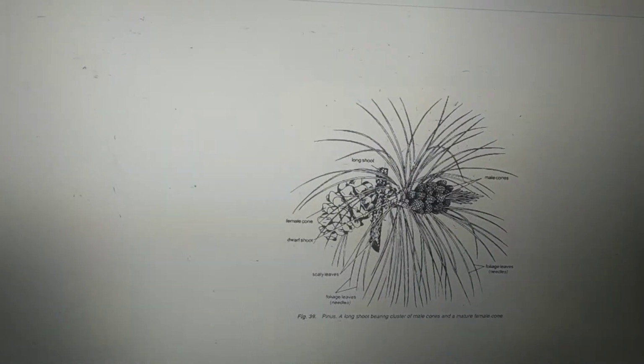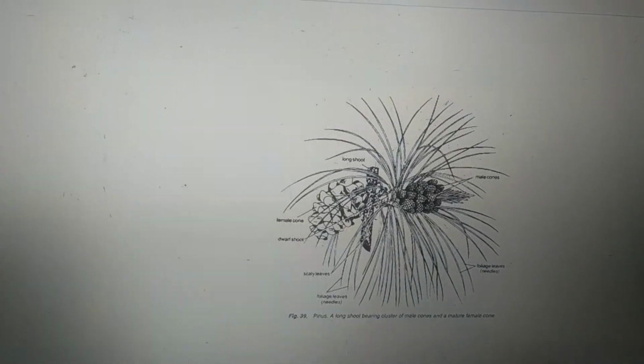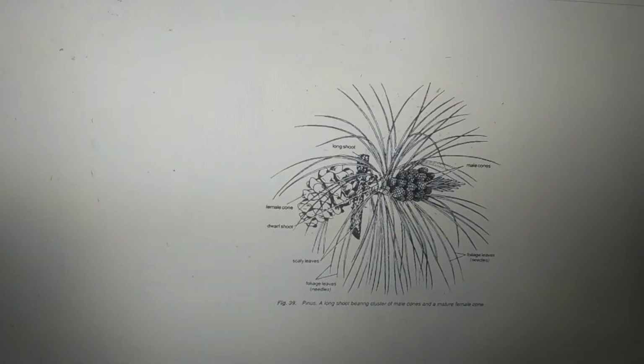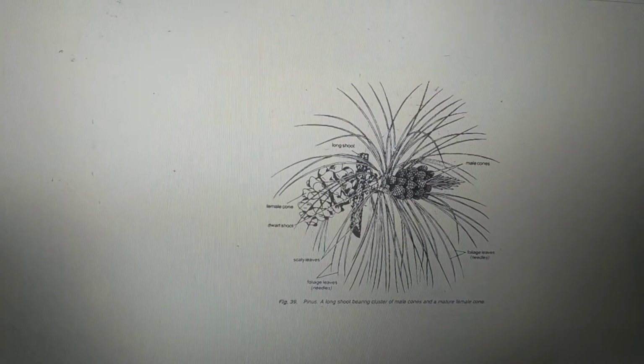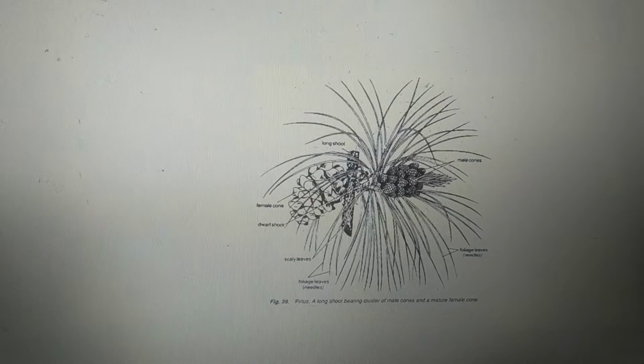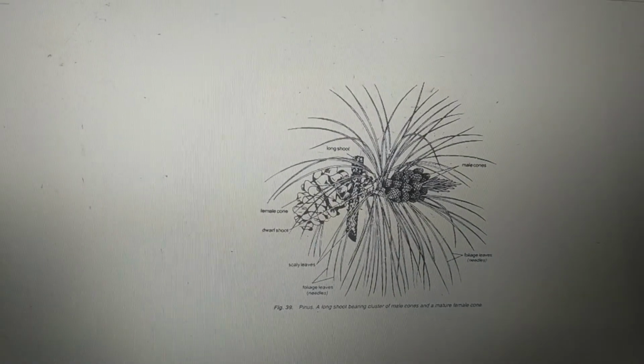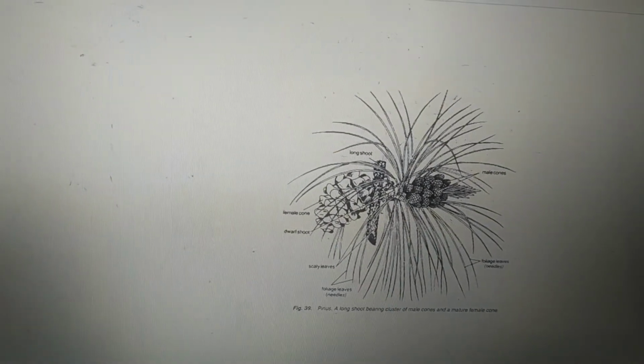Now concentrating on male cones, these male cones develop on the plant prior to the female cones, that is, earlier than the female cones. That's the reason it is a protandrous type of thing, where we can see male cones are mature prior to the female ones. This is just to avoid self-pollination.